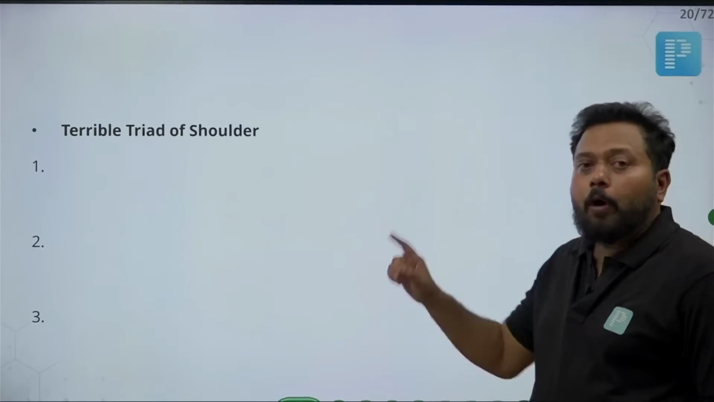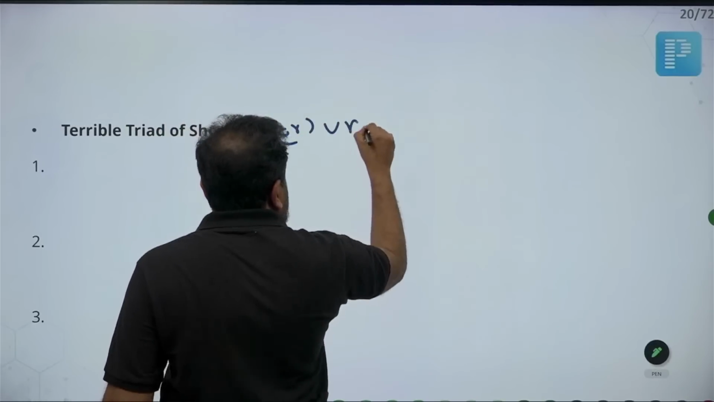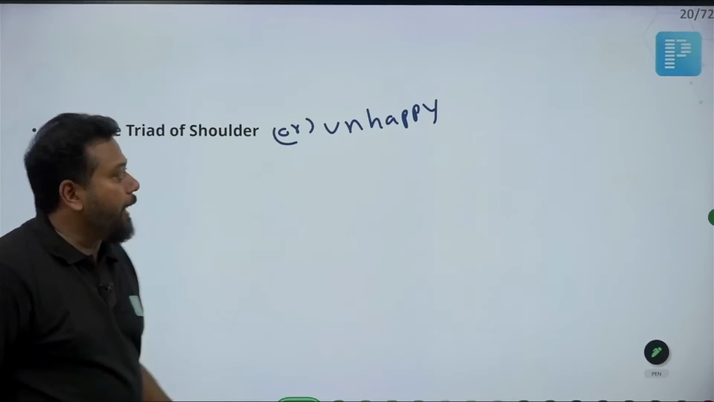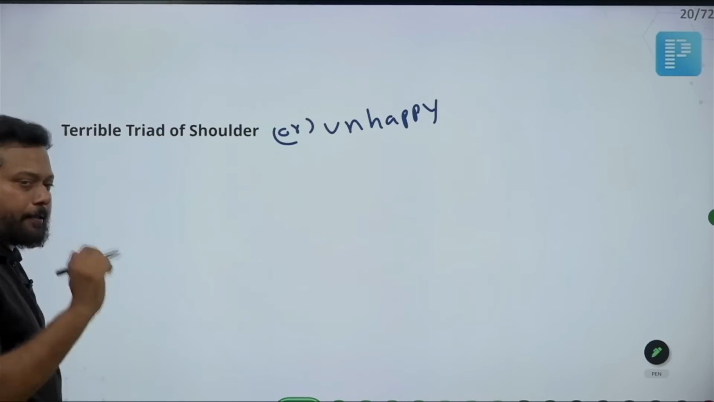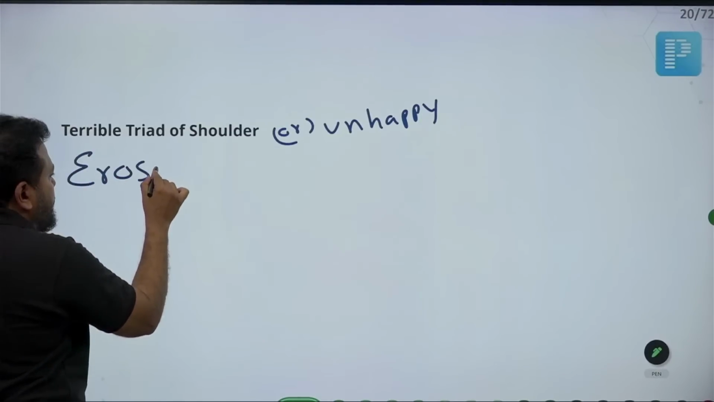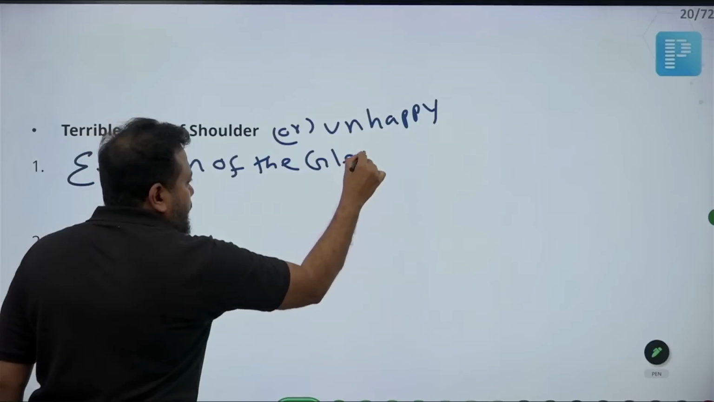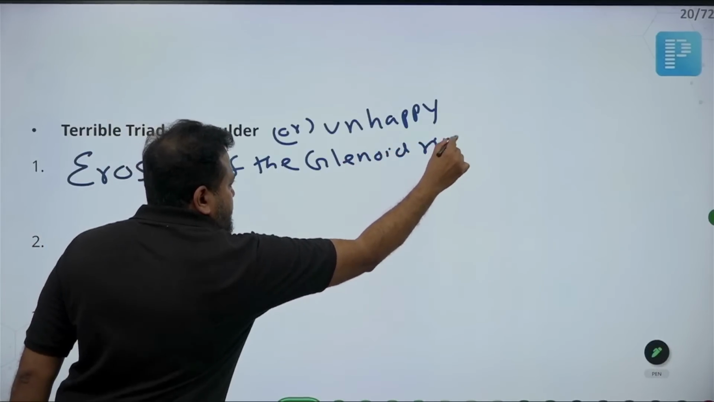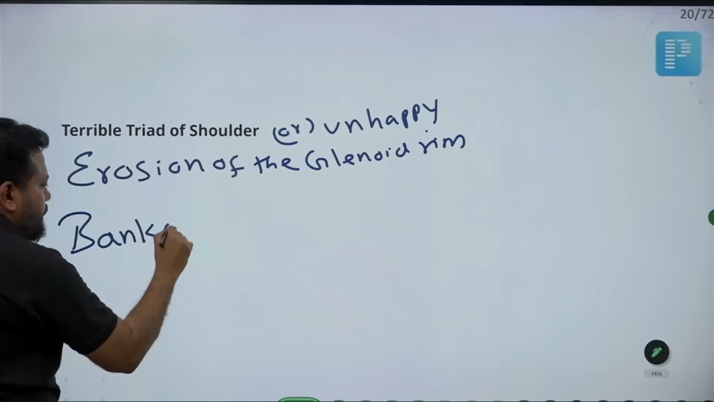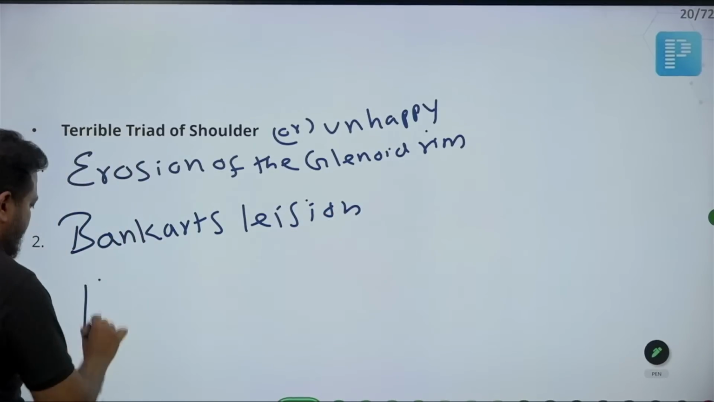Now you should know what we mean by terrible triad of shoulder. Terrible triad is otherwise called unhappy triad. Triad means three things. One, erosion of the glenoid rim. Number two, Bankhart's lesion. Number three, Hill-Sachs lesion.